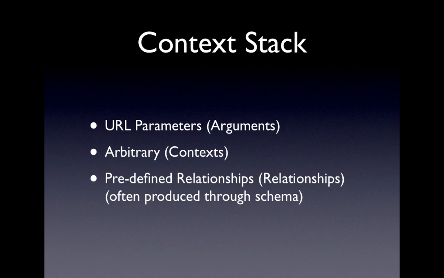So, the context pool, I did not rename that screen apparently. As I said, we have 3 different types: arguments, context, relationships. I beat on this dead horse an awful lot because people just don't get this. Arguments are context from the URL. Contexts are arbitrary contexts that you load up manually. And relationships are predefined through the schema.